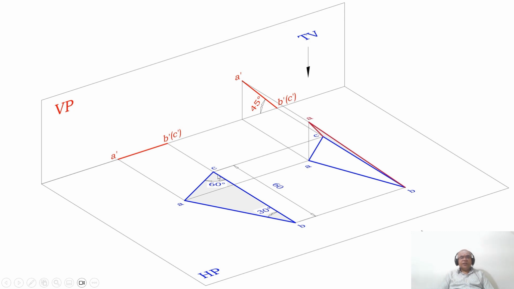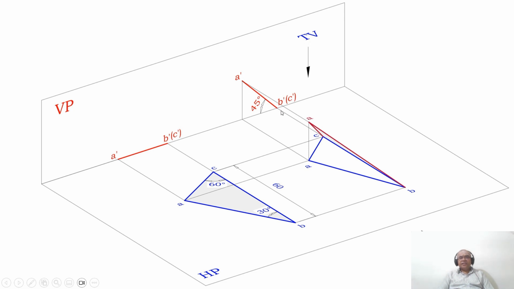How to write the top view? Actually, what we are rotating means what? We are rotating this entire surface by an angle of 45 degrees. That's what we have shown here: A to B, B to C, and C to A. Once you do that, now I write the top view.